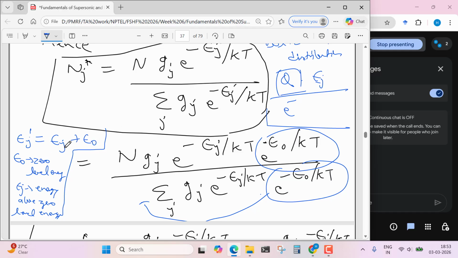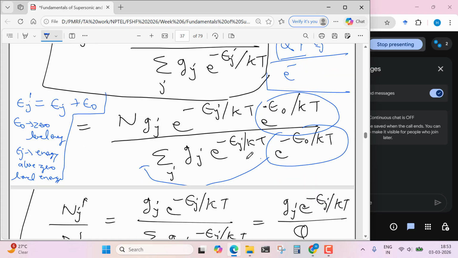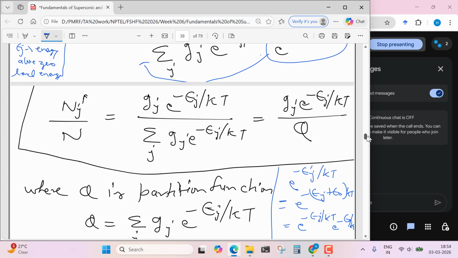So if we write this as that, we will get n gj e to power minus epsilon j upon kT into e to power minus epsilon 0 upon kT, upon sigma gj e to power minus epsilon j upon kT into e to power minus epsilon 0 upon kT. This epsilon 0 upon kT is same for each and every term, so we can take it out and this will cancel. This both will cancel. So we will get nj star upon n equal to gj e to power minus epsilon j upon kT upon sigma j gj e to power minus epsilon j upon kT.